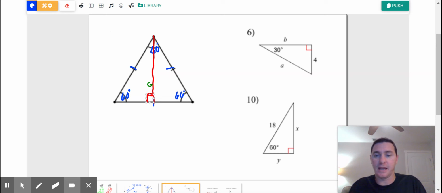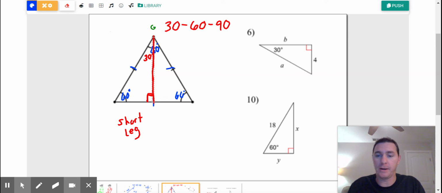We've got an angle that is 90 degrees. That 60-degree angle at the top gets split to be 30, and our 60 degrees in the bottom left does not change. And so we call this a 30, 60, 90 triangle. Now in a 30, 60, 90 triangle, all three sides are different. We've got a short leg on the bottom. We've got a long leg here as the altitude. And then we have our hypotenuse.